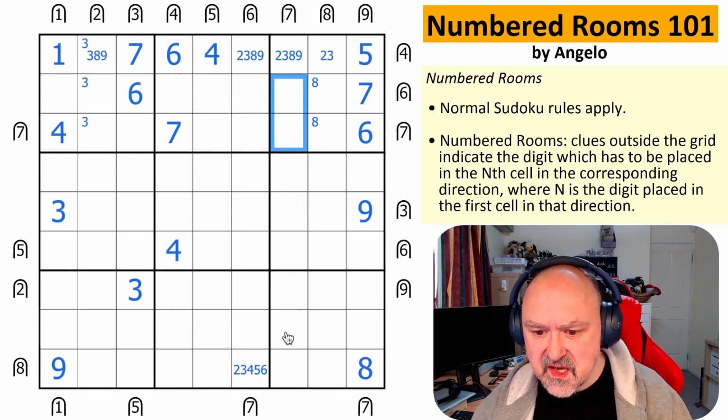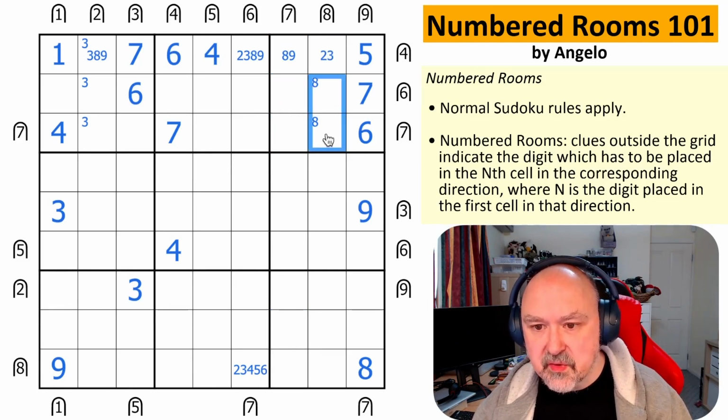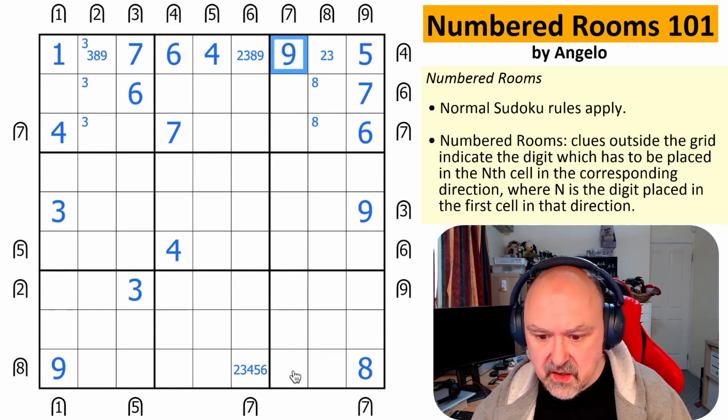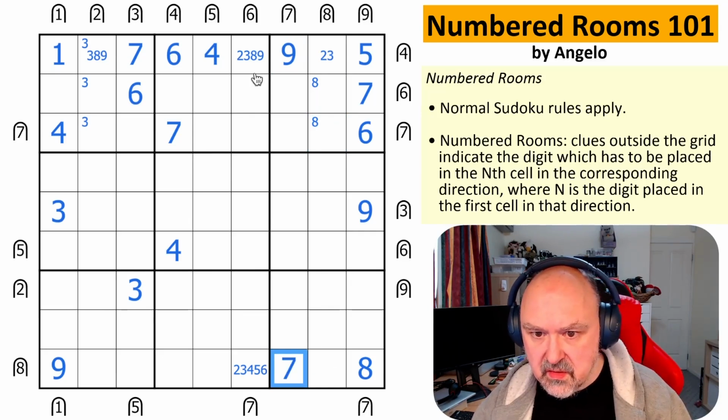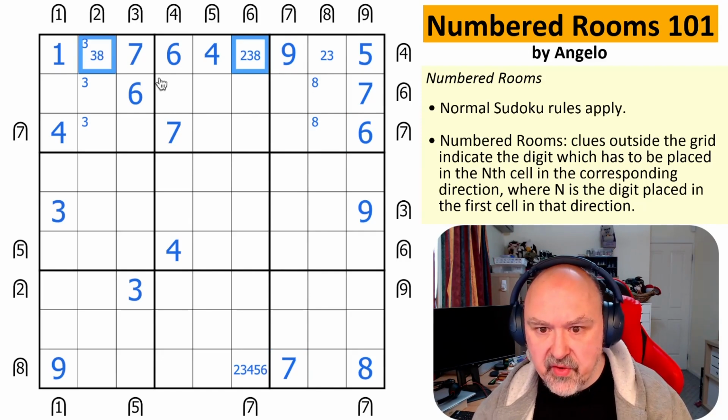7 is here, here, here, or here. Well, I can't put the 7 here. This isn't 2 or 3 because there's already a 7 in the box. And the 8 must be here because of this 2 or 3. This is the 9, so this is the 7. That takes 9 out of both of those.